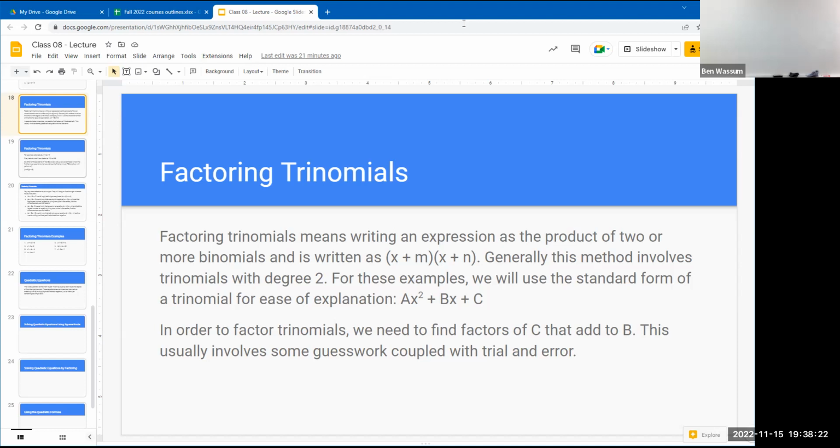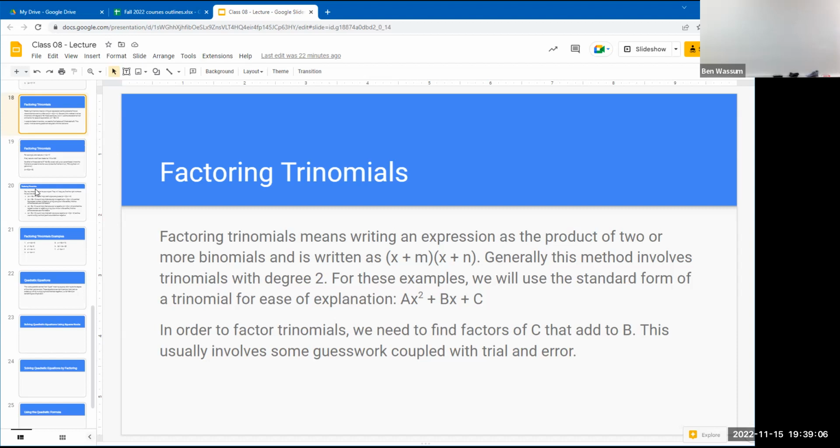So generally it involves trinomials with degree 2. I say generally because it technically can work with higher degree things. It's just very specific, and I'm not going to show you any of those. But this is going to be the general example for every factoring trinomial ever. So we're going to use the standard form of a trinomial for this explanation: ax squared plus bx plus c. In order to factor trinomials, we need to find factors of c that add to b.